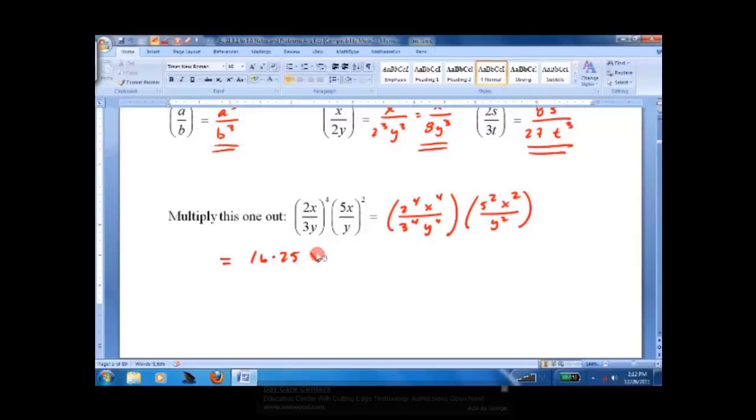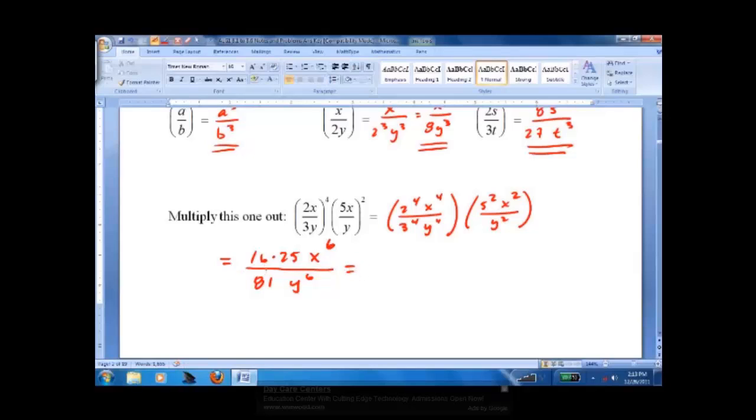X to the fourth times x to the second is x to the sixth. Multiplying, we add. 3 to the fourth is 9 times 9 is 81. Y to the fourth times y to the second is y to the sixth. Now look to see if I can cancel. Well, these only have 4s and 5s and 2s that go in. This only has 3s, so no canceling.